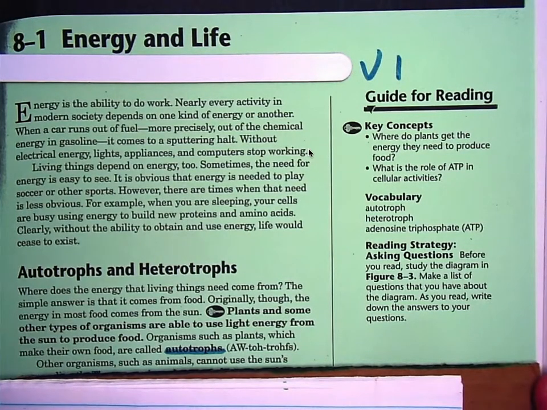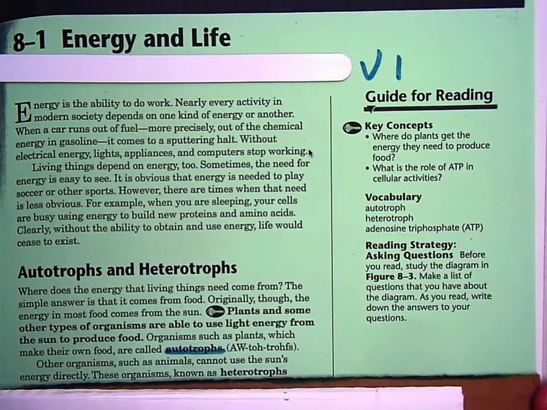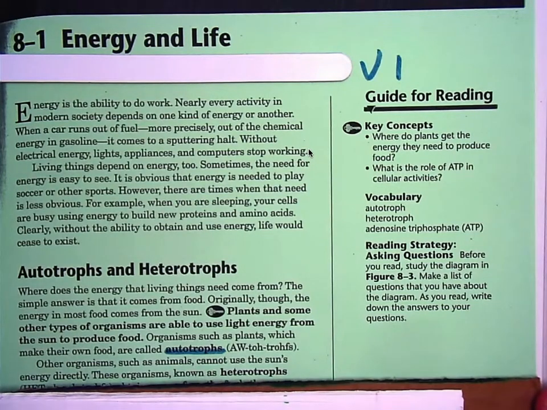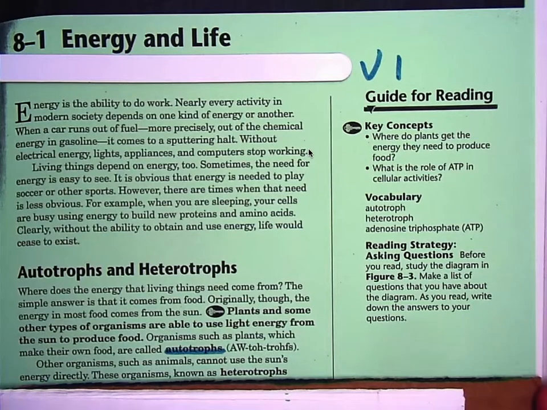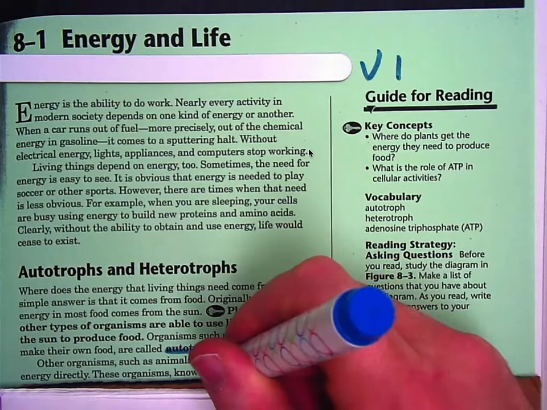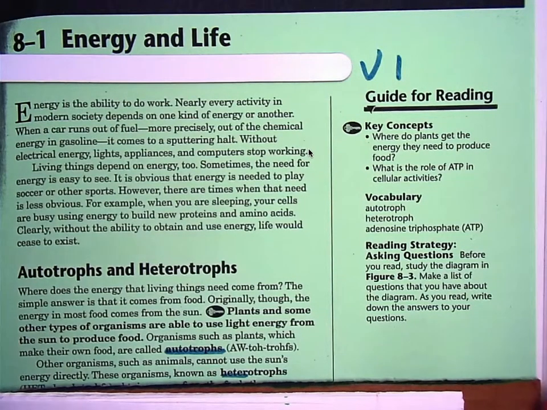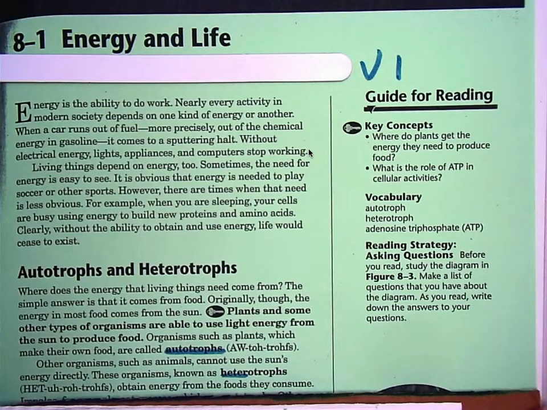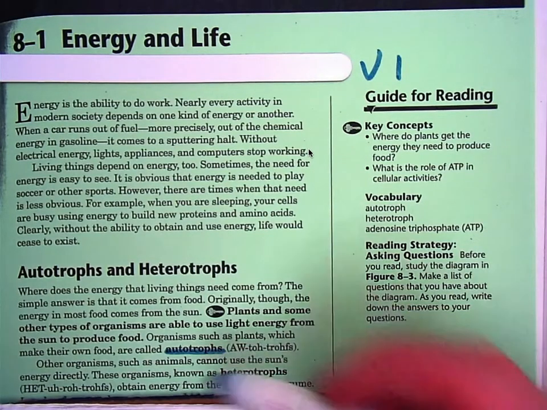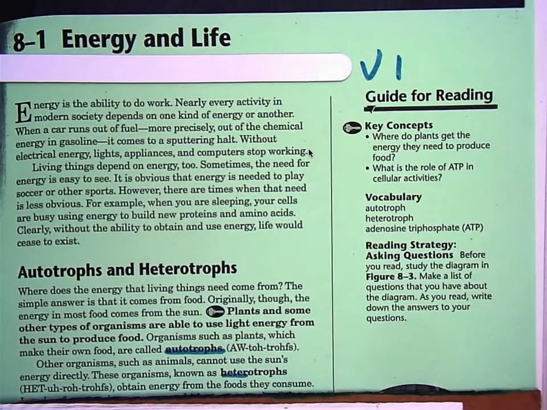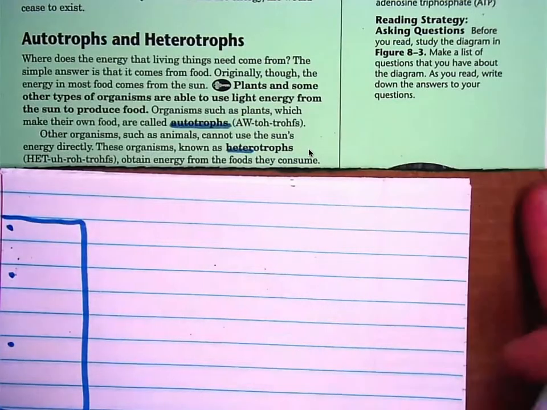Other organisms, such as animals, can't use the sun's energy directly. These organisms are known as heterotrophs. Do you recognize the word hetero? Perhaps you remember it from the word heterosexual or heterogeneous. Basically it means other. So they get their food from other places. They obtain energy from the foods they consume. Move down the page with me.